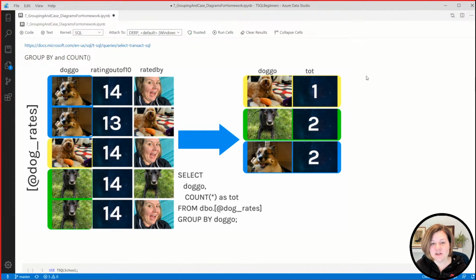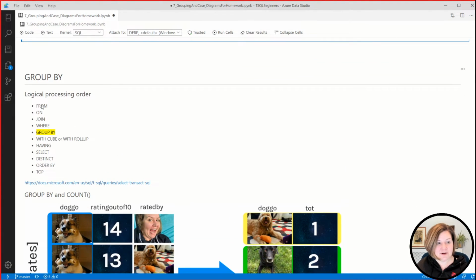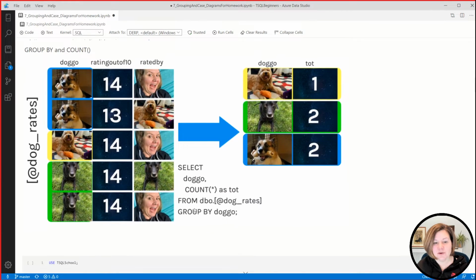And then see over here the result sets on the right. We've got a column named doggo. We've got a column named tote. And we're pulling it from that dog rates. We are going to group by doggo. So what I'm saying in this query, looking at our logical processing order, from group by, notice that select comes after, right? So first we go to our from. Okay, we're pulling from the dog rates table. We're not doing any joins or anything like that. We want to group by the column doggo, right?